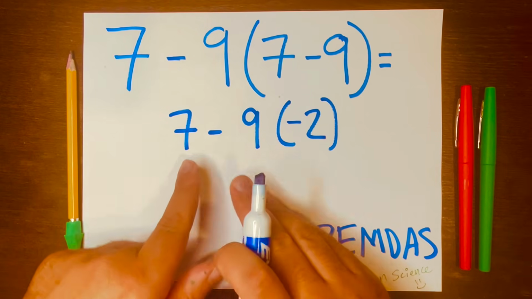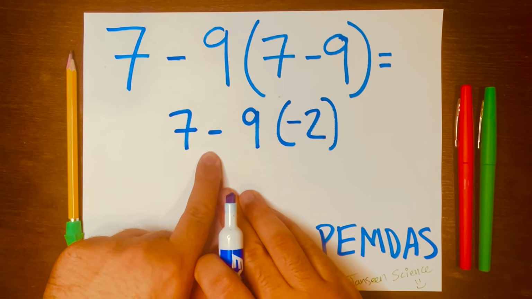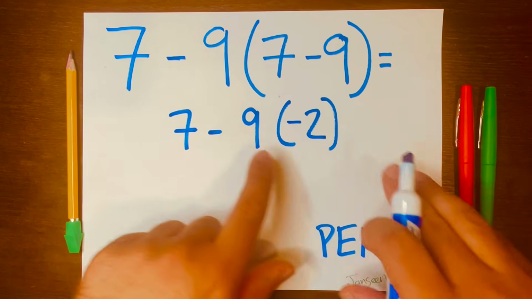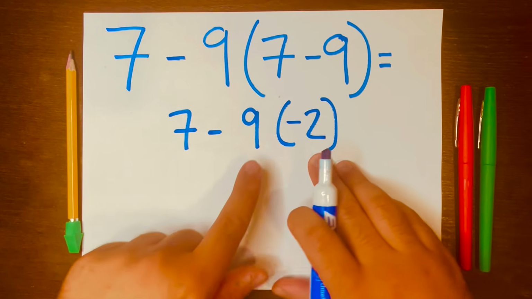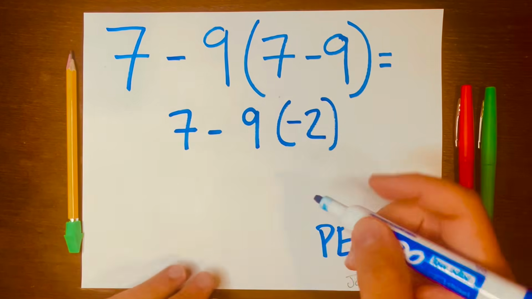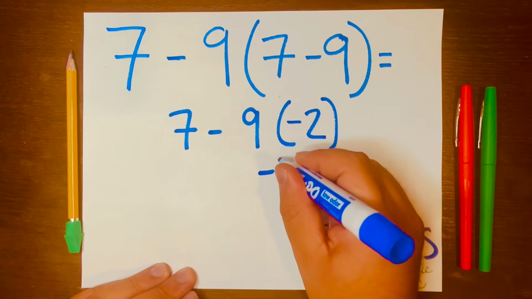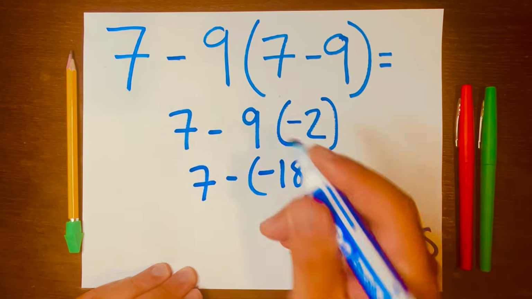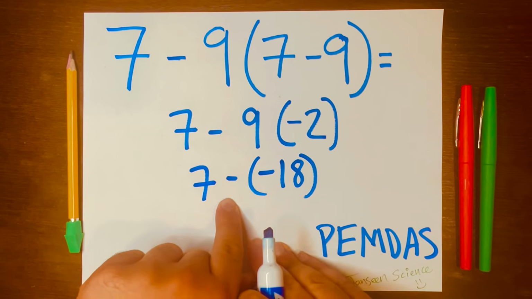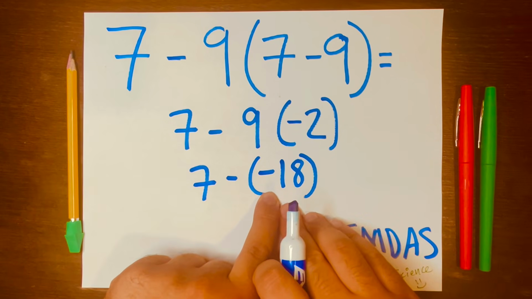Now, again, left to right, subtraction is at a low level, and multiplication, 9 times 2, that's at a high level. So 9 times 2 will go first, and it becomes negative 18, and keep the parentheses. And now we have 7 minus, and now you have a negative 18.